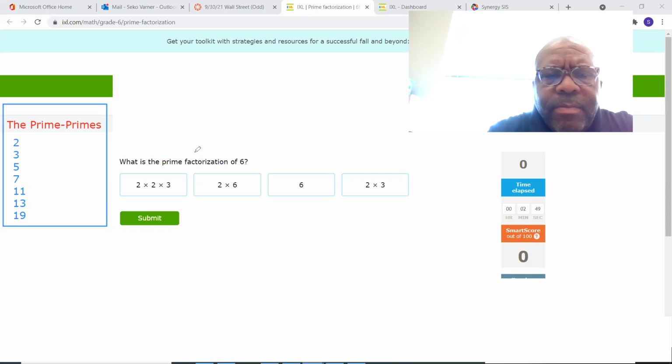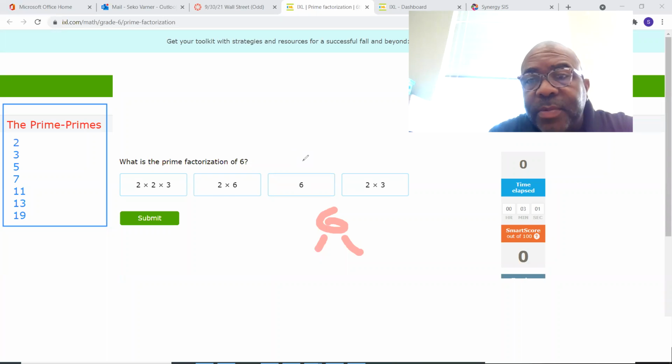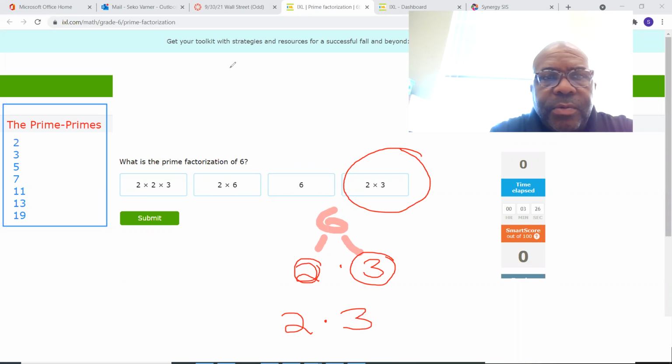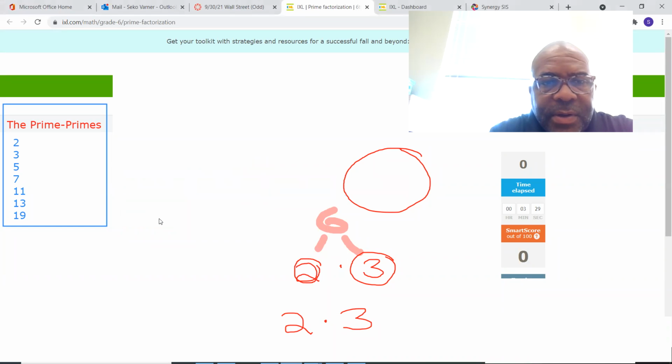So how can we get the prime factorization of 6? We'll start with 6 and we're just going to factor it out. If you have a handy dandy multiplication calculator, you know that 2 times 3 is 6. Now 2 is a prime number and 3 is a prime number, so the prime factorization of 6 is 2 times 3. That's this answer right here, so you would choose this answer in IXL, and terrific.